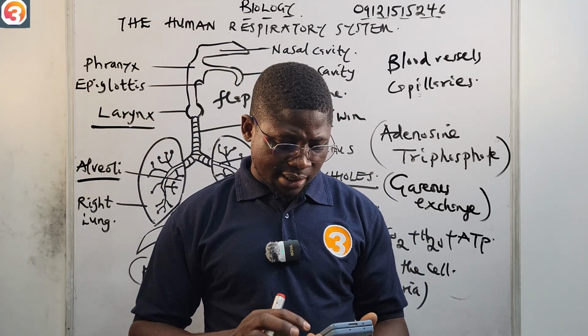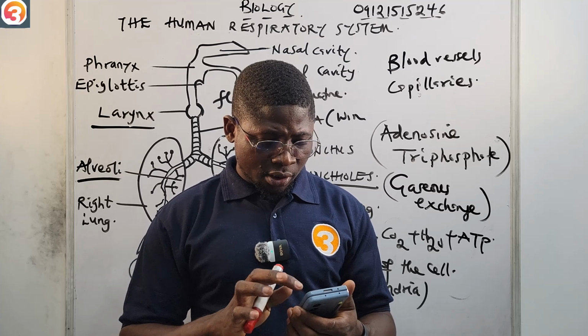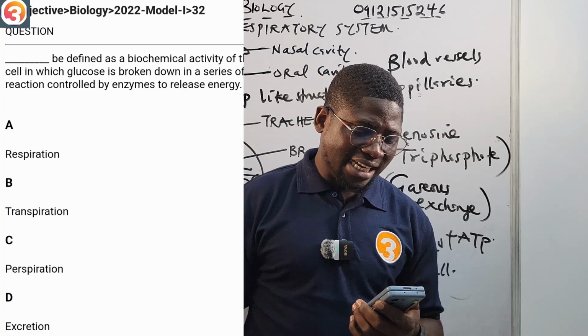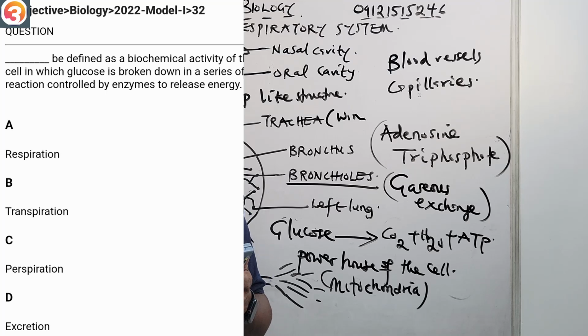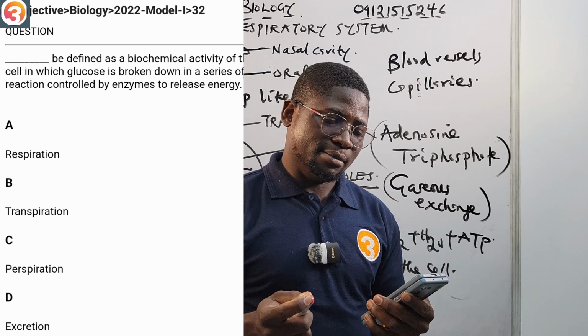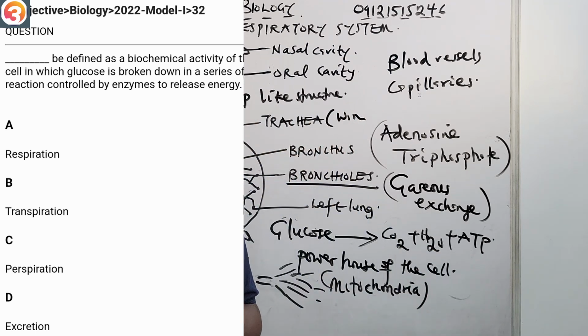All right, this is a 2022 question number 32. It says that can be defined as a biochemical activity of the cell in which glucose is broken down in a series of reactions controlled by enzymes to release energy. A says respiration, B says transpiration, C says perspiration, D says excretion. The correct answer is option A, respiration. Respiration can be defined as the biochemical activity of the cell in which glucose is broken down in a series of reactions to release energy. Please take note of that.